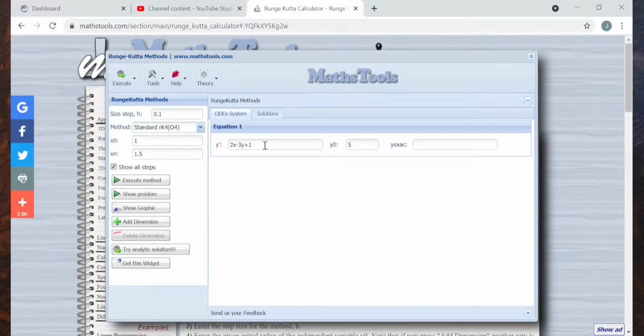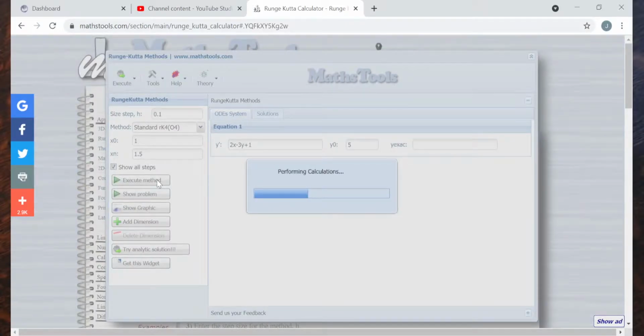Here I already put all this stuff in for this particular example. So you put in the differential equation, y prime equals 2x minus 3y plus 1. Over here, what's the initial x? 1. What do I want the final x to be? 1.5. Up top, you got the step size h. H is 0.1. And then what's the initial y value over here? The initial y value is 5. All right, y sub 0. Then I hit execute method.